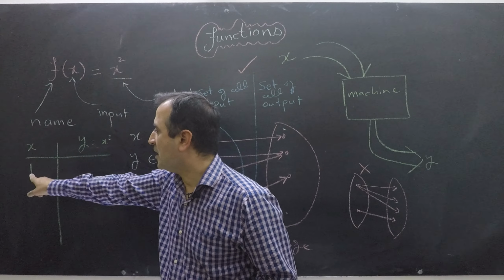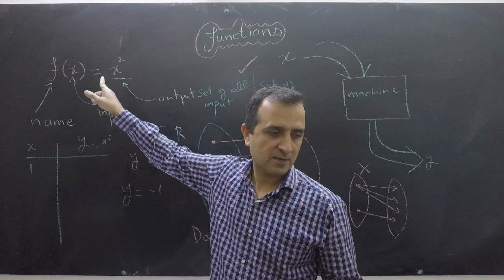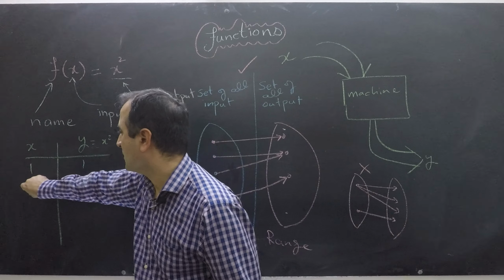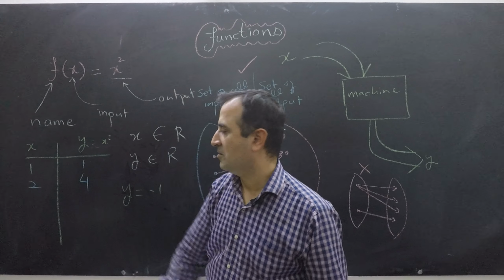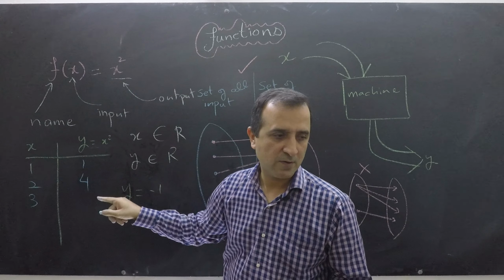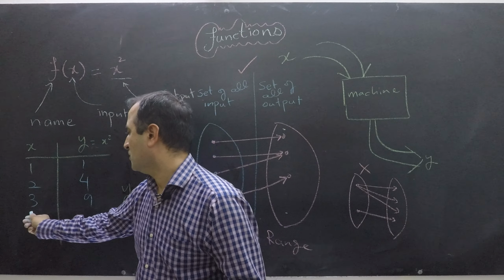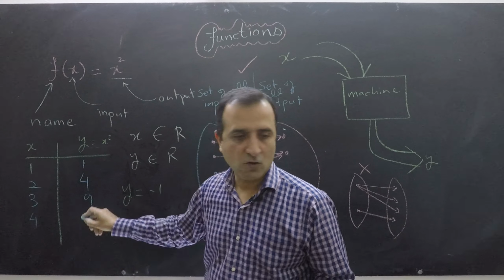So if my input is 1, what will be my output for this function? 1. If my input is 2, what will be the output of this function? 4. Very good. So you understand the concept of function. If my input is 3, what will be the output? 9, right? If my input is 4, what will be the output? 16, and so on.